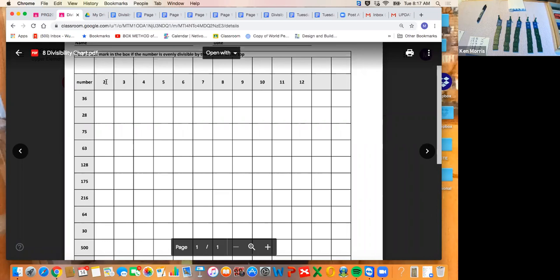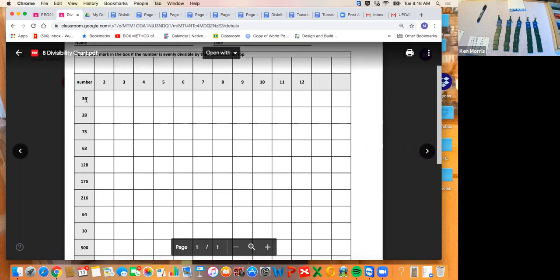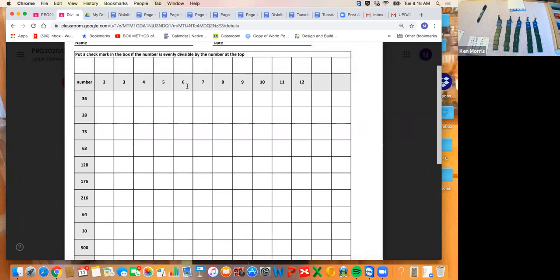You have the rules next to you, or the rules in your head, and you check it and write Y or N, yes or no. And then you keep checking 36. Is it divisible by 3? Yes, it is. Is it divisible by 4? No. Divisible by 5? No, etc., all the way to 12. So this would be a follow-up at the very end of divisibility for your children.